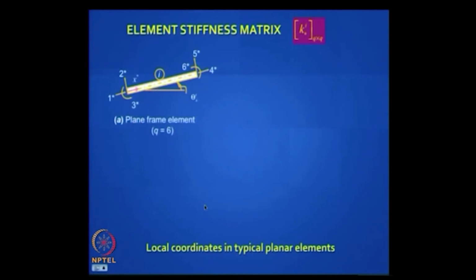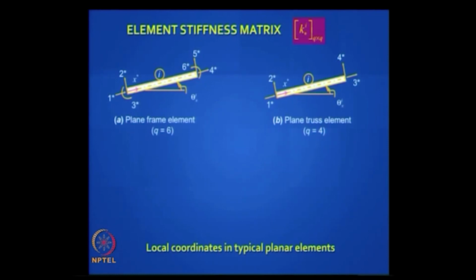Now let us look at typical elements that you may get. Let us keep it simple. So we look at a plane frame element, 6 degrees of freedom, we have already done that. Plane truss element, how many degrees of freedom? 4 degrees. 4. Right? 1, 2, 3, 4. Because you can have 4 different displacements.